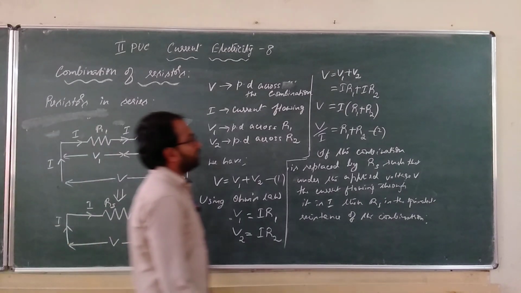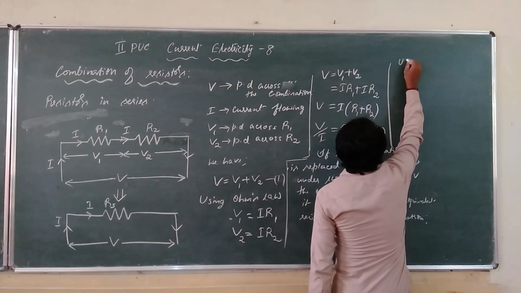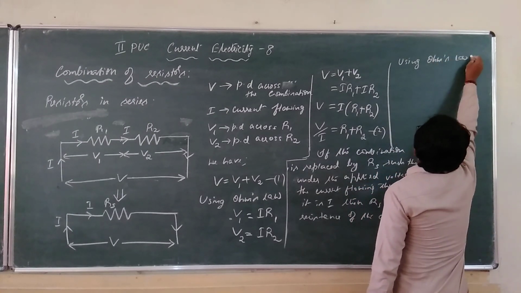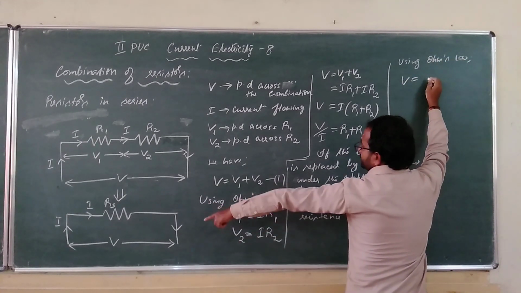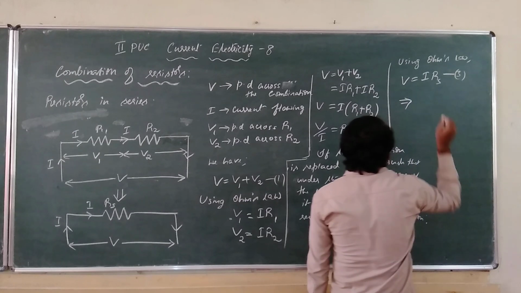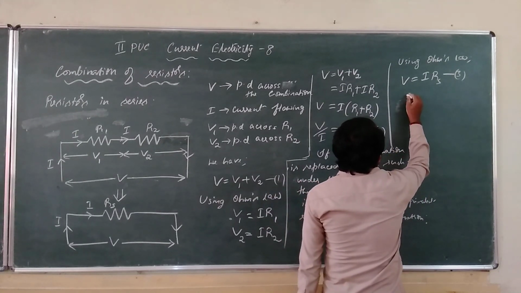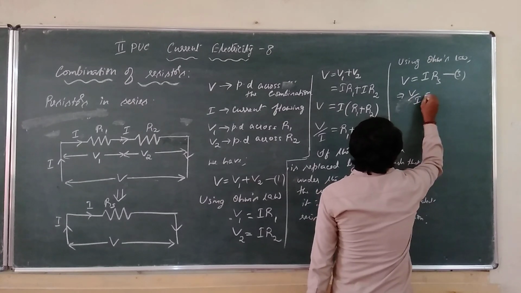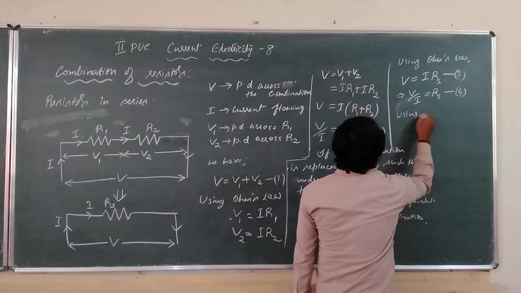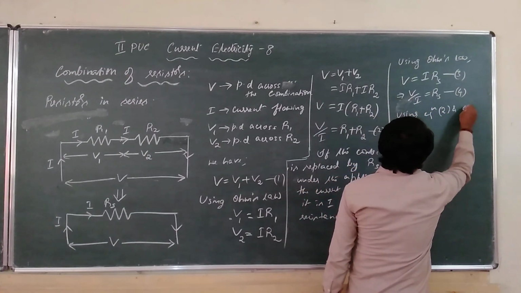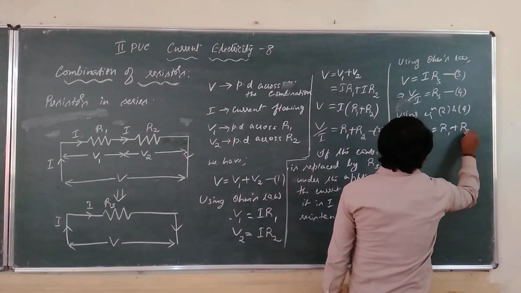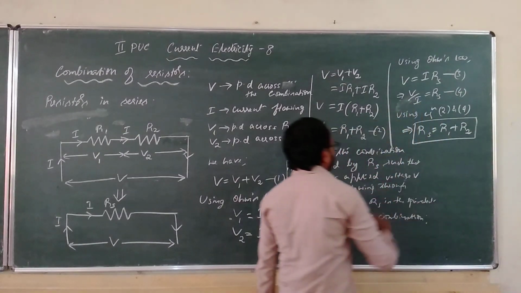So then, using Ohm's law, V is equal to, for that particular circuit, I into Rs. So this can be written as V by I is equal to Rs. Using equations 2 and 4, I can say Rs is equal to R1 plus R2. What is the effective value of resistance?